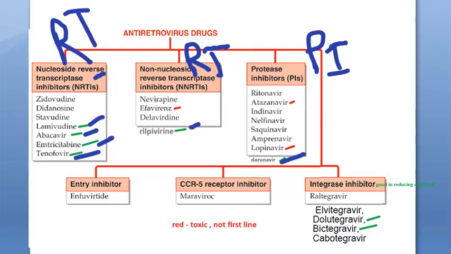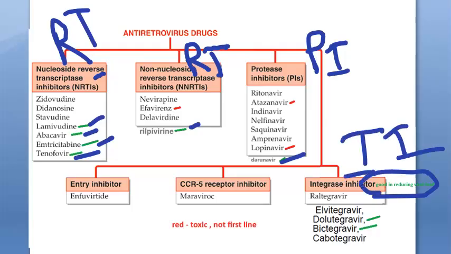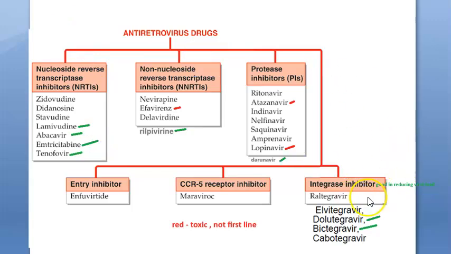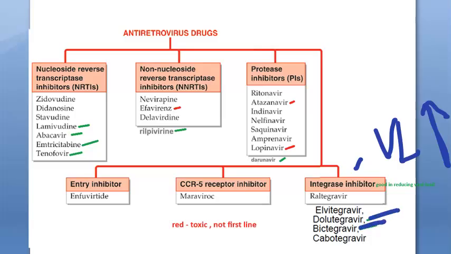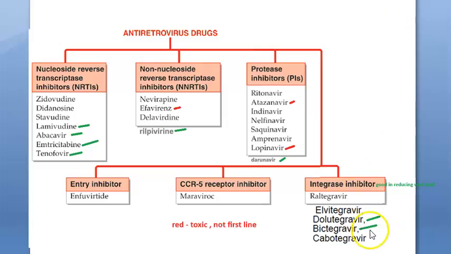And then integrase inhibitor is very good in reducing the viral load. This is what you have to focus on now. If the viral load is very, very high, more than a lakh possibly, please look at the guidelines effectively. But if the viral load is high, then they are talking about using integrase inhibitors like dolutegravir, bictegravir. These names you should know, which are marked in green, because they are more commonly used.